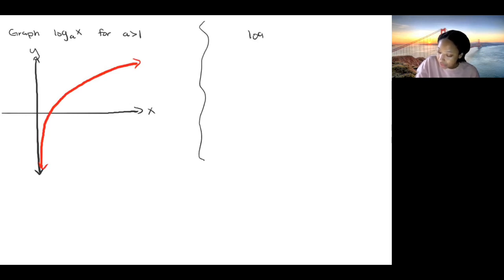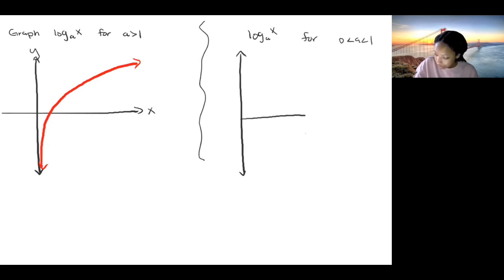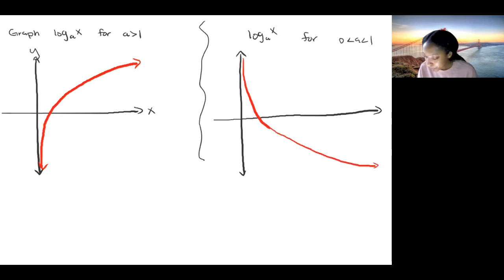If we have log base a of x for a between 0 and 1, we get this graph, but reflected across the x-axis. So instead of starting off all the way at the bottom, we start off at the top and then decrease slowly and slowly and slowly. Oh, that one's bad. I'm trying again. And in both cases, this point would be (1, 0).